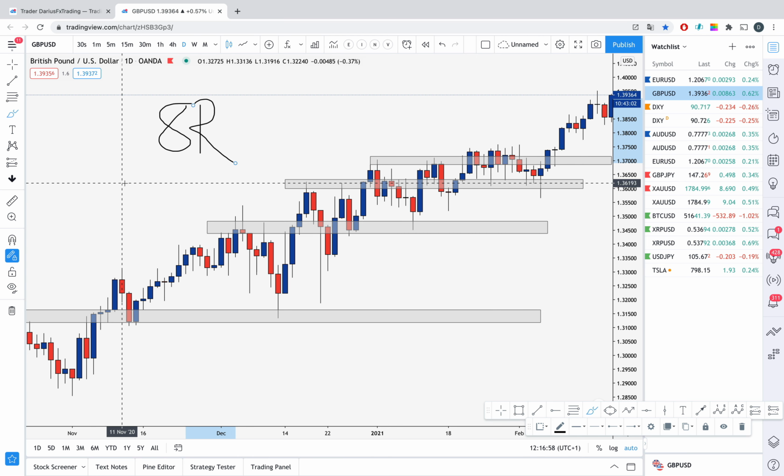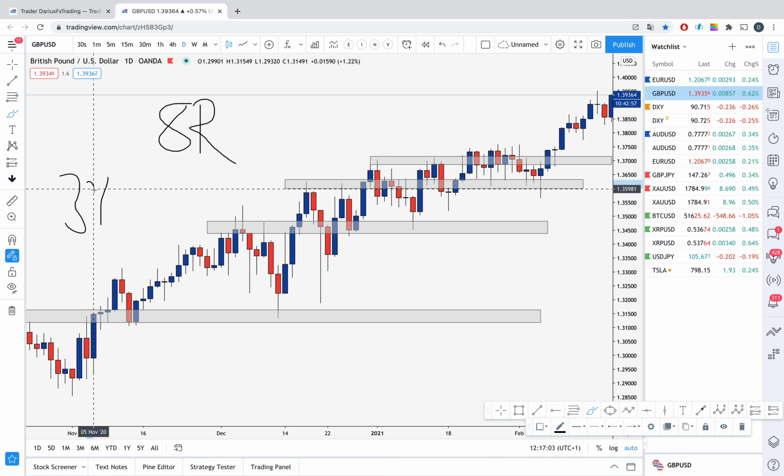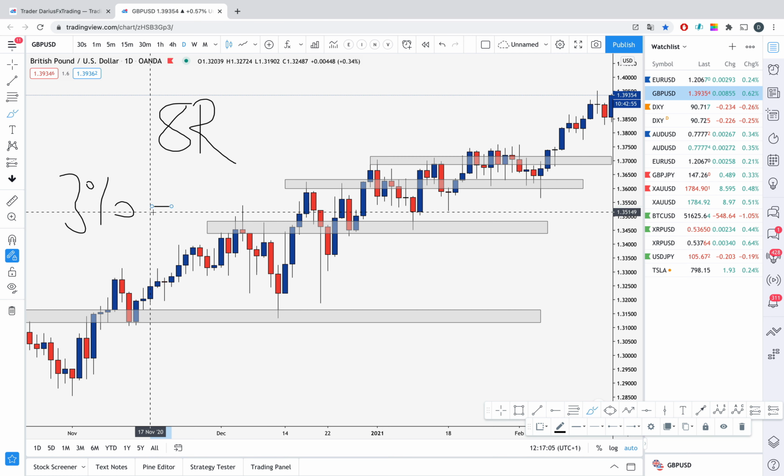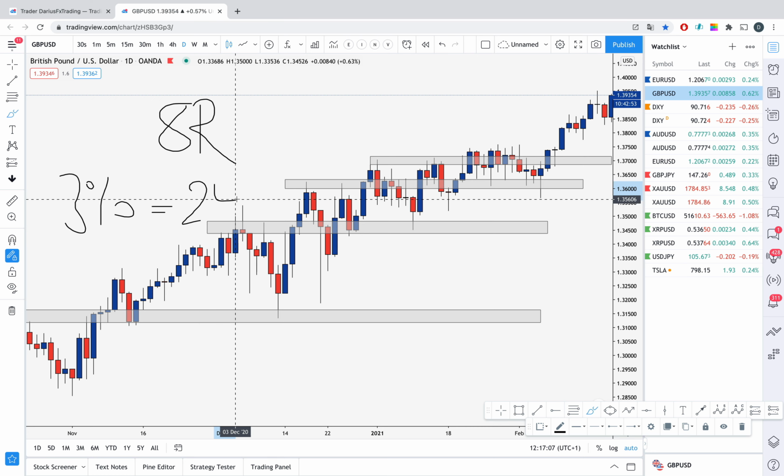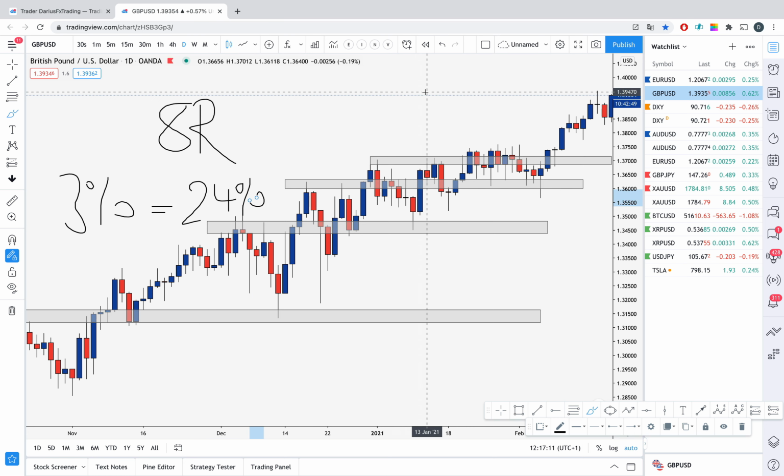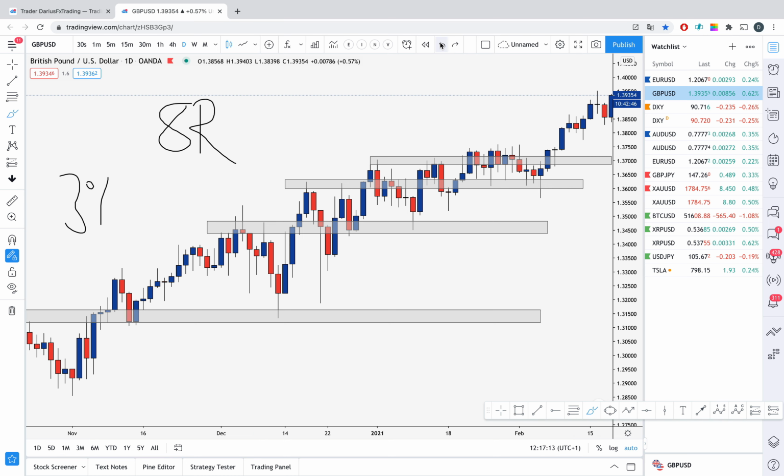And I risk 3% on each position, that means I was risking 3% on that trade to make, if it would have been a winner, 24%. So 24% with only one trade. That was crazy. Okay guys, so that was just a quick example of risk reward.